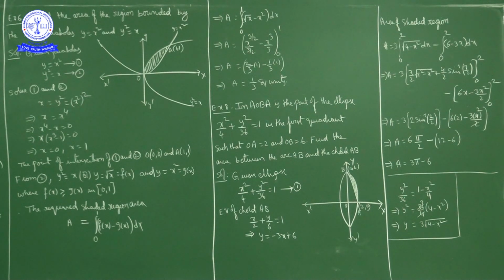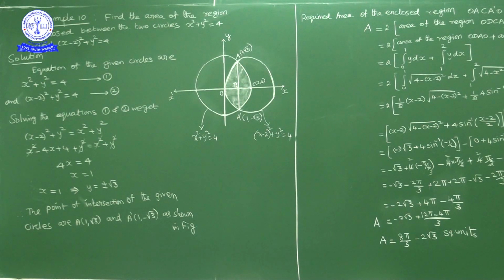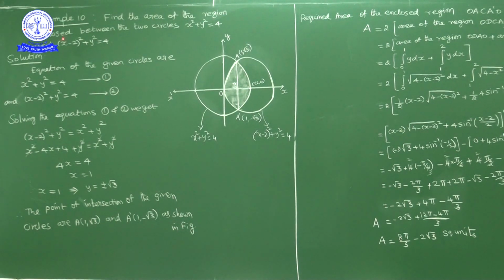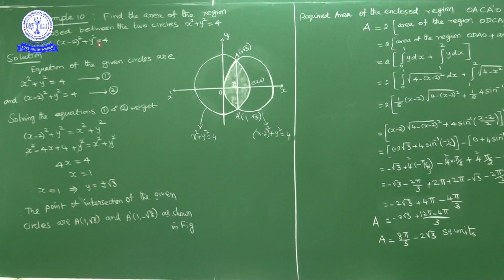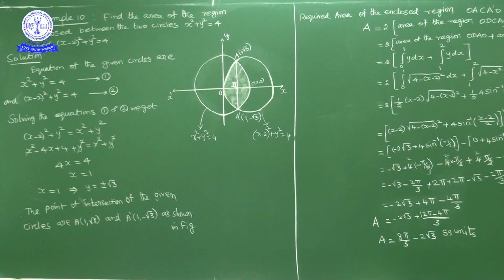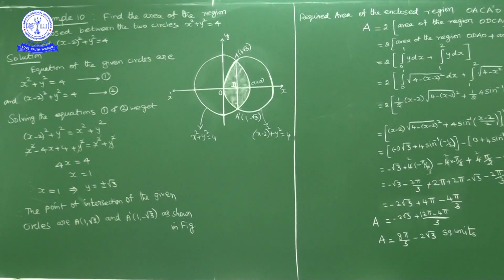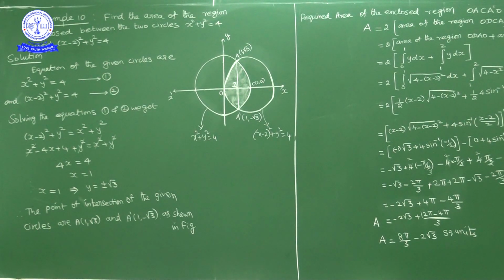Next question, Example 10. Find the area of the region enclosed between two circles x square plus y square is equal to 4 and x minus 2 whole square plus y square is equal to 4. What are the two given circles? The first circle is x square plus y square is equal to 4, a circle whose center is 0, 0 and radius is 2 units. Whereas the second circle x minus 2 whole square plus y square is equal to 4 is a circle whose center is 2 comma 0, radius is 2 units.